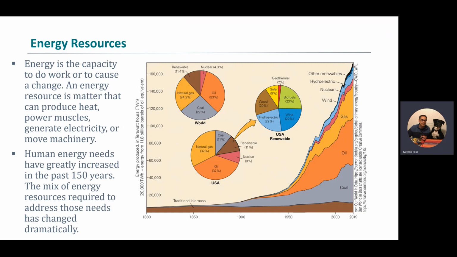Okay, so first thing we're going to talk about is energy resources, and particularly fossil fuels. So just a definition of energy. Energy is the capacity to do work. And so work is force applied over a distance. Force equals mass times acceleration. That stuff you remember probably from an introductory physics class in high school.